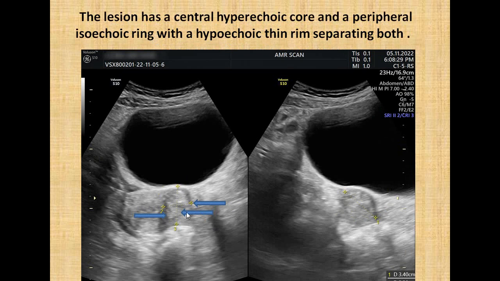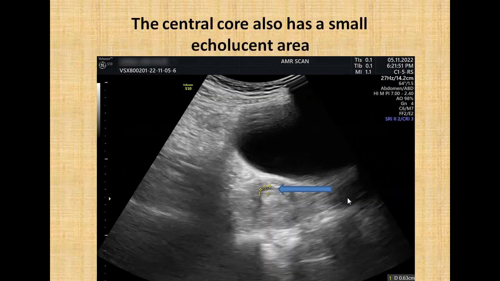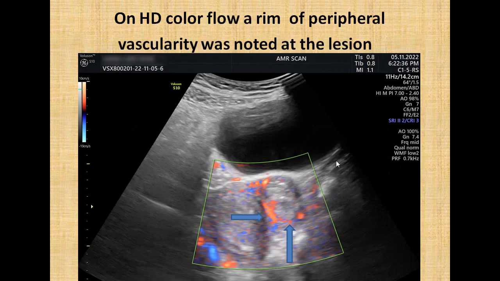You will notice that the mass consists of an echogenic central core surrounded by an isoechoic rim, with a thin rim separating the inner core and the peripheral isoechoic rim. You will also notice a small cystic area within the central echogenic core, and the mass is surrounded by a rim of peripheral vascularity on color Doppler.